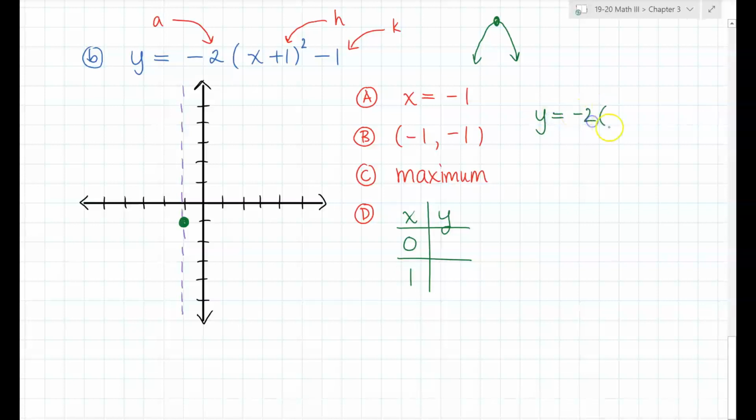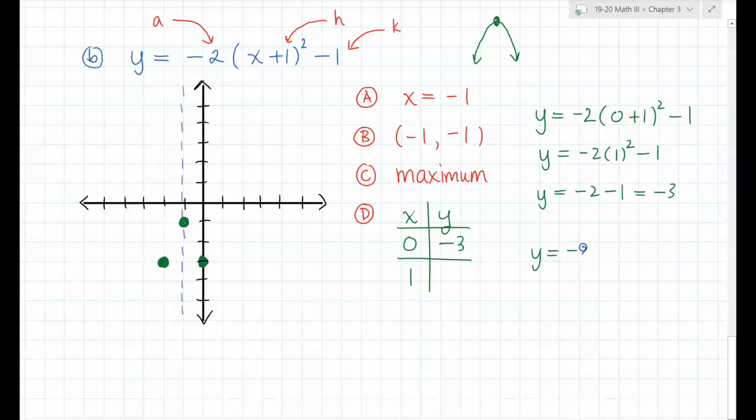Y equals -2 times (0 plus 1) squared minus 1. So I plugged in the 0 going into the original equation. So y is equal to -2 times 1 squared minus 1. So that's a -2 minus 1, which is a -3. So I'm putting that right there, (0, -3). So that would be right here. Okay, now remember, you can copy it to the other side of the axis of symmetry. In other words, you can put another dot right there. It's a mirror image.